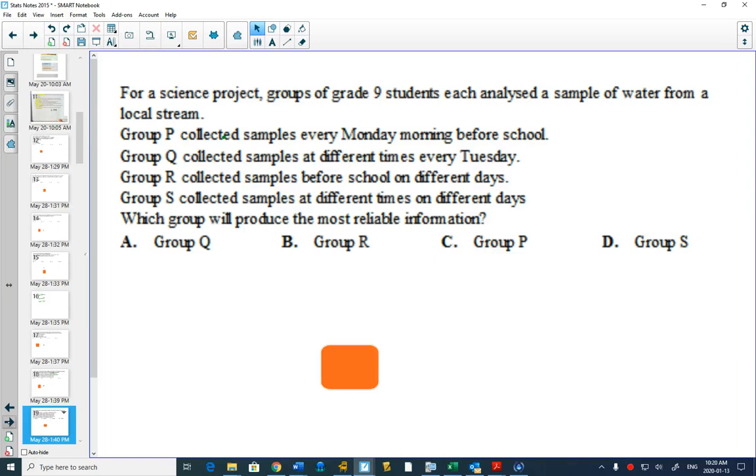That's because it's different times and different days. It's not like a certain day. Group S, because they're doing different times on different days. So it'll give you a more accurate result of what's happening rather than the same time every day. Okay? The local sewage goes into the, is it a river? Local stream. Local sewage goes into the stream every Sunday night. And then Group P collected samples Monday morning. That's why they were called Group P. Anyways.